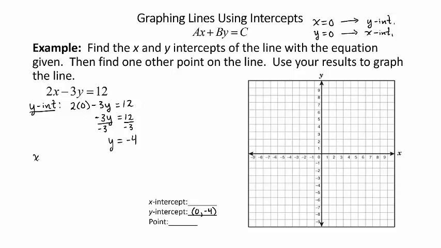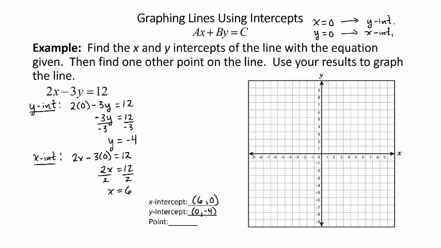Now the x-intercept, we let y be 0. So now we have 2x minus 3 times 0 equal to 12. And of course 3 times 0 is 0, so 2x is equal to 12. We're going to divide both sides by 2. x is equal to 6. So if x is equal to 6 when y is equal to 0, then 6, 0 will be our ordered pair, our x-intercept in this case.